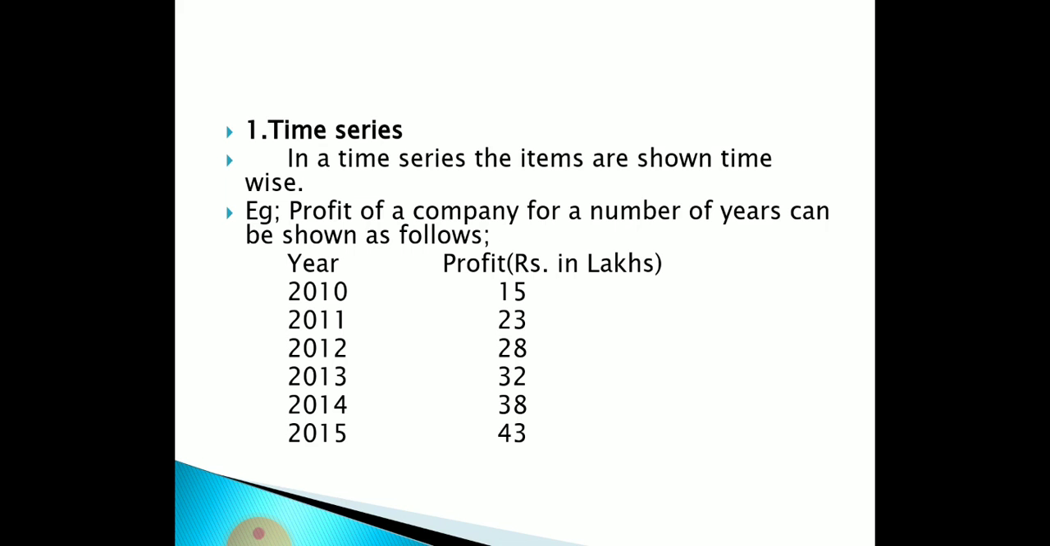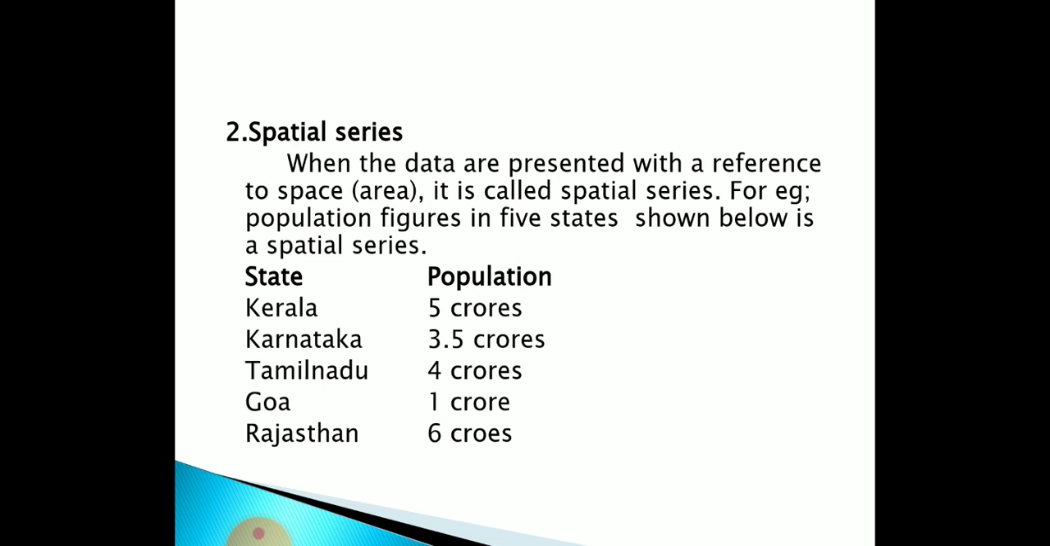Here, the profit of a company for a number of years can be shown as given below. That means the profit of the company for the last 5 years is shown on the basis of time, that is, on the basis of the year. Okay. And the second one is the spatial series, when the data are presented with reference to space.